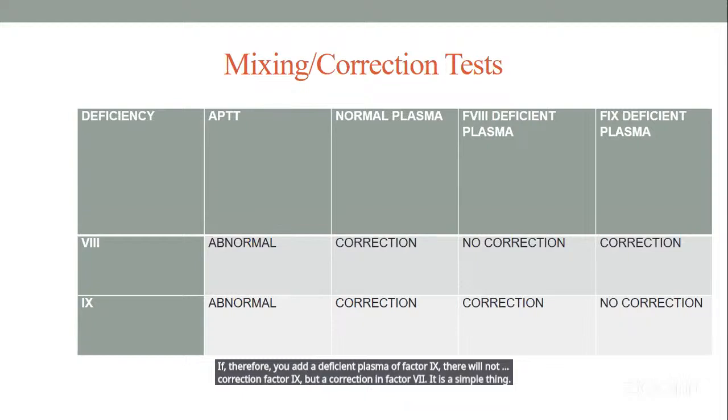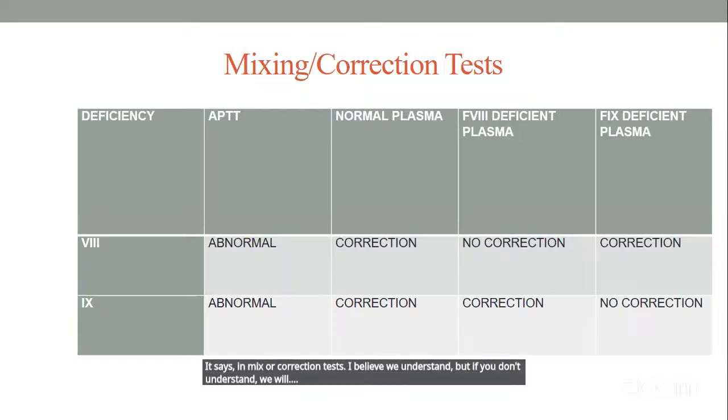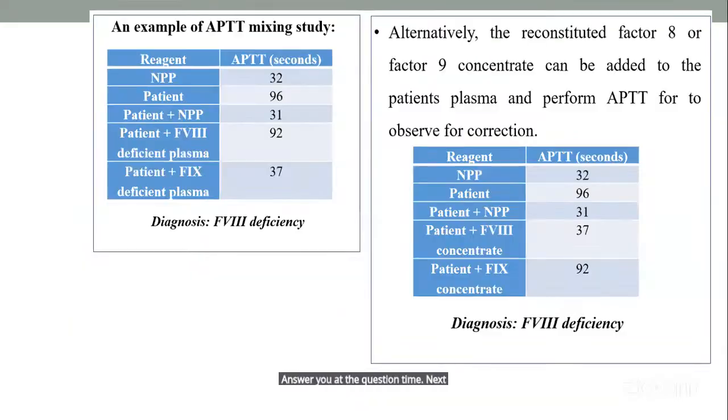I have a sample or a plasma which is deficient of factor 8. If I add it to hemophilia A, I will not see a change. So it means there is no correction. That is what it says in mix or correction tests. I believe we understand, but if you don't understand, we will answer you at the question time. Next slide.